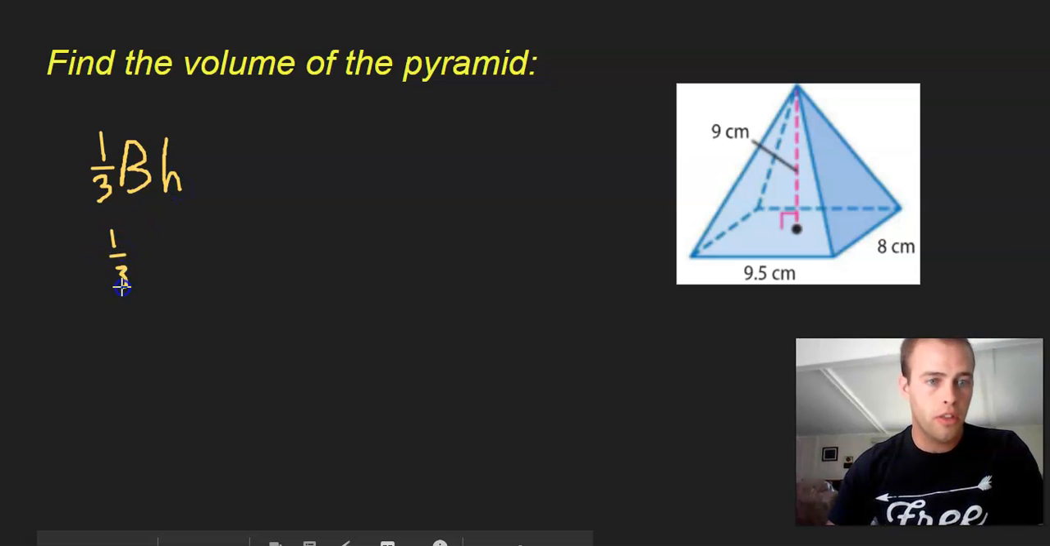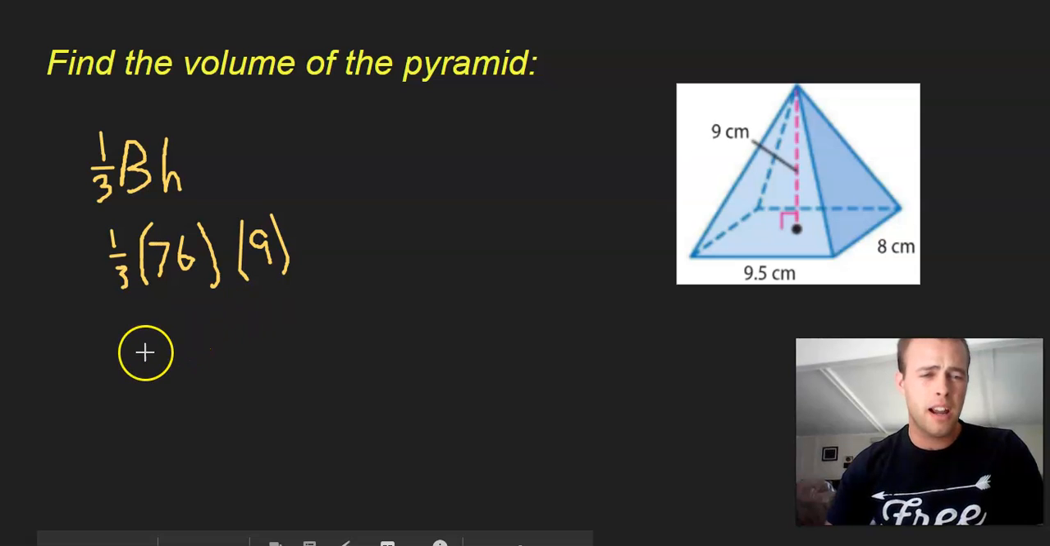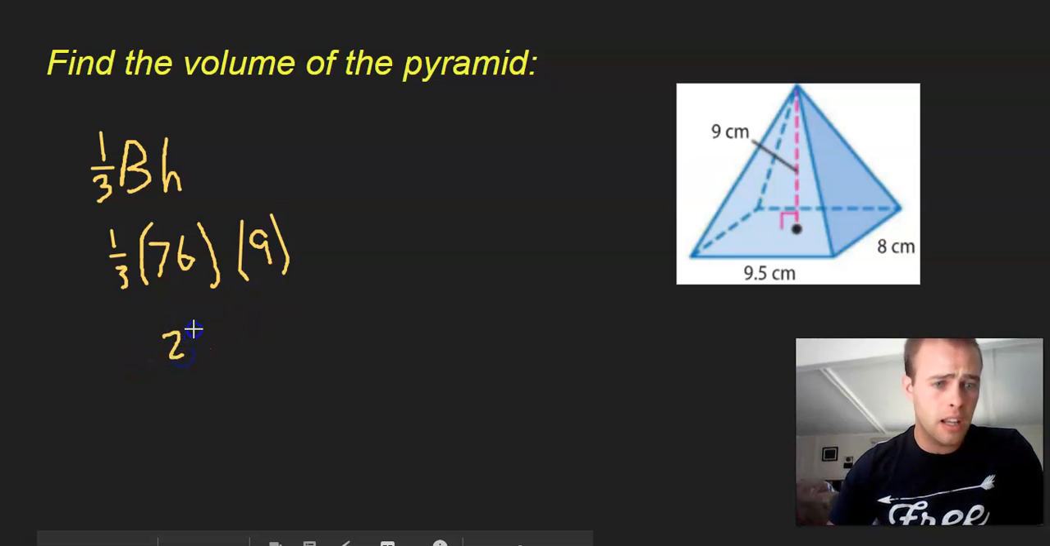Alright, so we're going to take 1/3 area of the base. 8 times 9.5 should be 76. If I did that wrong, go ahead and give me a mistake. And our height is 9. Take 1/3 times 76 times 9 should be 228. Did that all in my head, so great chance of having a mistake. And of course that's going to be in centimeters cubed.